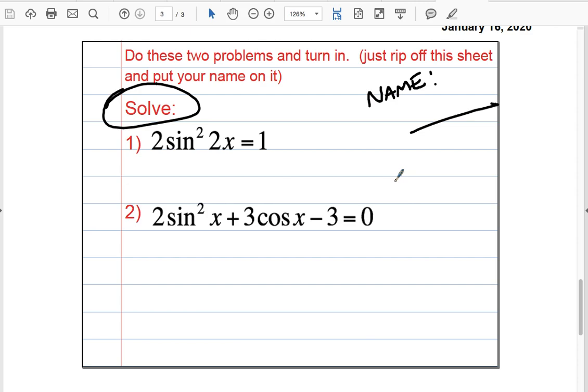Okay. So today, I believe you have a worksheet for homework. You can work on that now after you turn these 2 problems in.